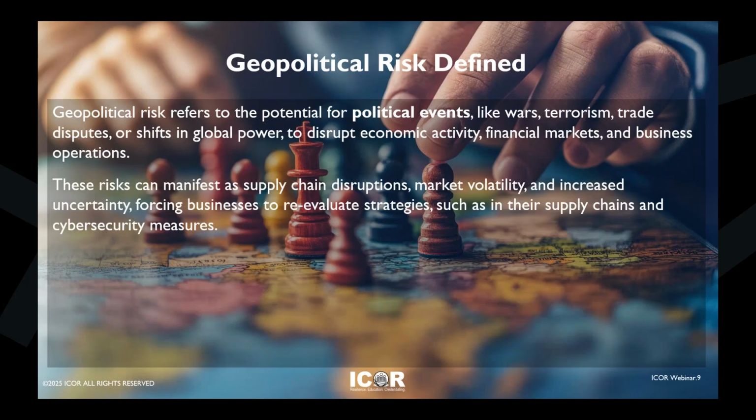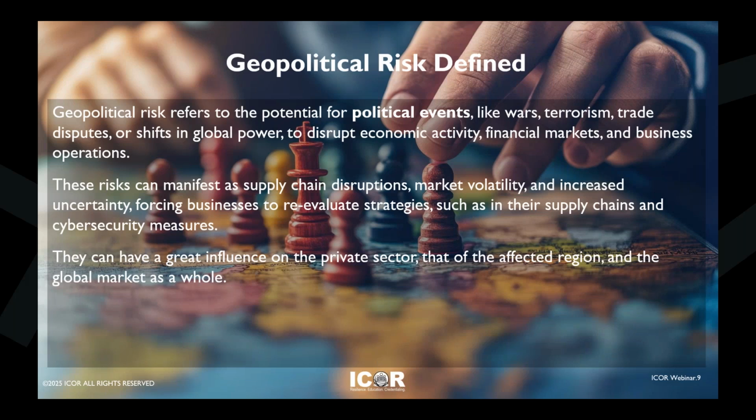So what does it look like? It can look like supply chain disruptions, market volatility, increased uncertainty, which I think we can all feel, which forces businesses to reevaluate their strategies, again, such as in their supply chains and cybersecurity measures. I feel like these are the two pieces that almost everybody that I referenced talked about, but I think we're going to see other impacts as well. And that's why I'm pausing a little bit just to get a bigger picture of what this looks like in the next year or two.